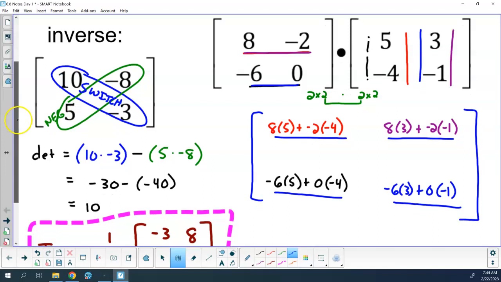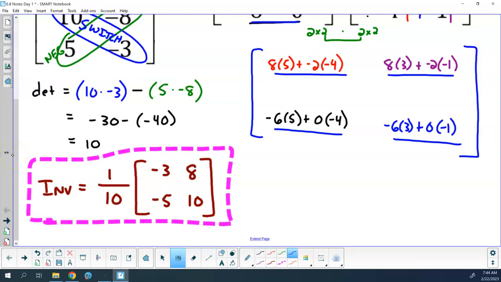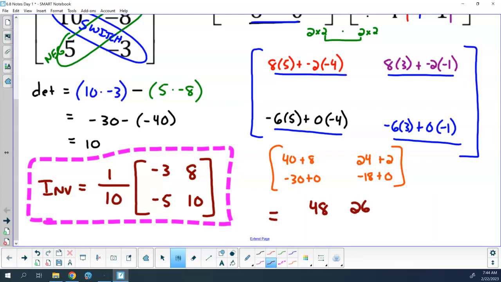Then I just do all of that math. So this is going to then be 40 plus 8, 24 plus 2, negative 30 plus 0, negative 18 plus 0. So my end result, the 2 by 2 matrix, is going to be 48, 26, negative 30, negative 18.